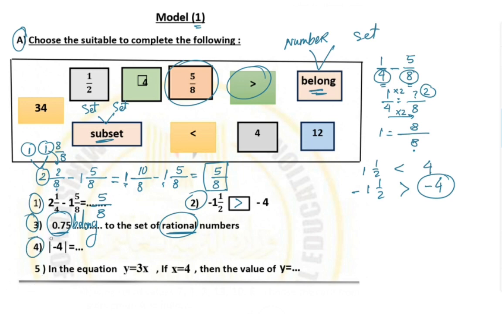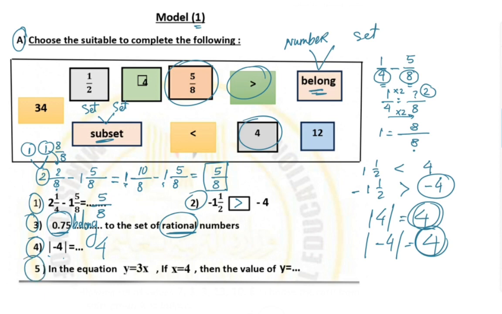Point 4, the absolute value of minus 4. Absolute value does what with any number? Out of the absolute value, it must be a positive number. So the absolute value of 4 will be 4. The absolute value of minus 4 is also 4. It's permanently a positive number. So the absolute value of minus 4 will equal what? Equal 4.